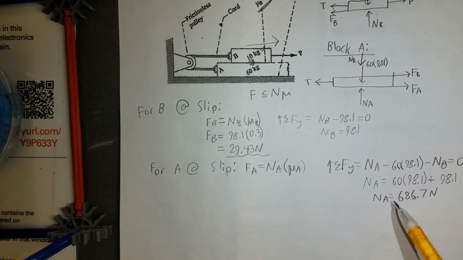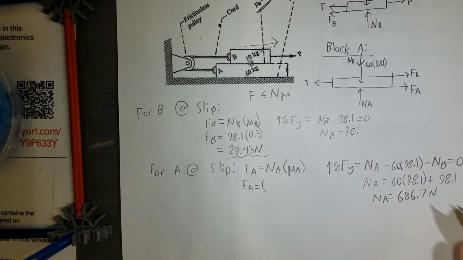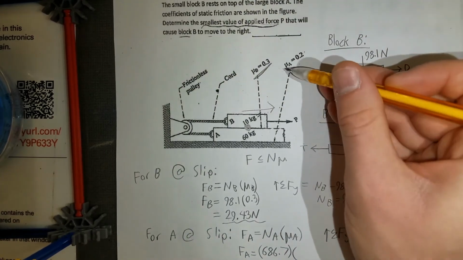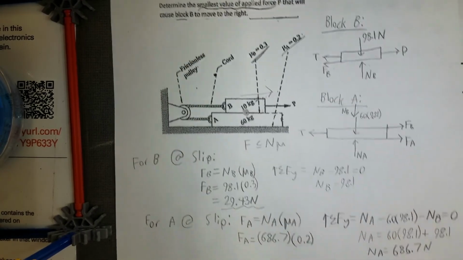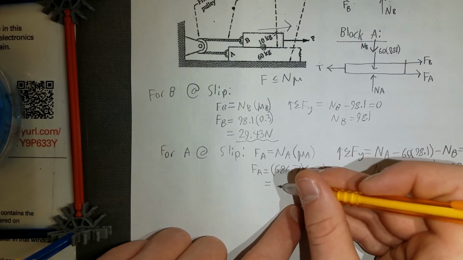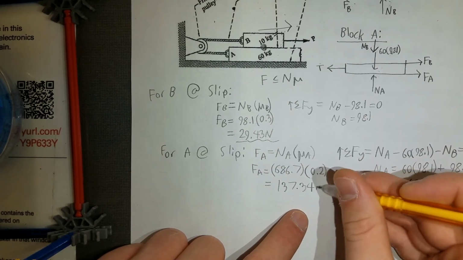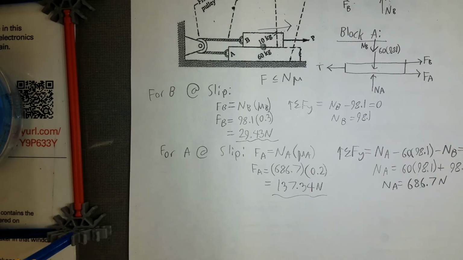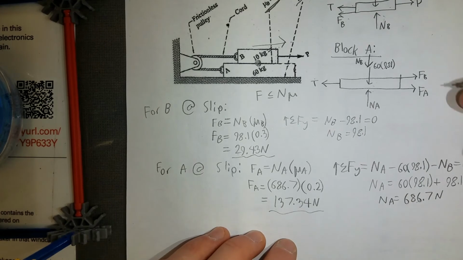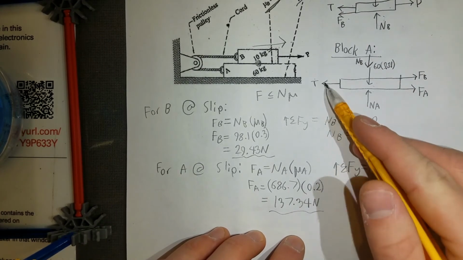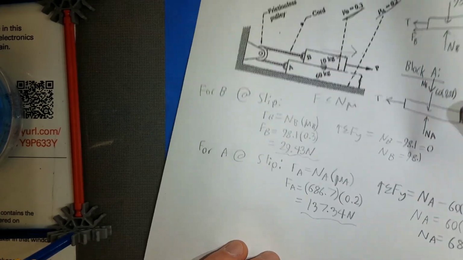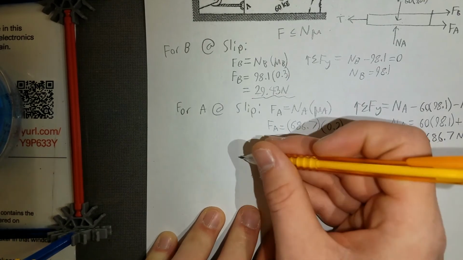Using this information, we can say that FA is equal to 686.7 times mu A, which they gave us up here again as 0.2. And so FA is therefore going to be equal to 137.34 newtons. Now looking at this free body diagram of block A, we have FA and we have FB. Now we need to just solve for T right here, and then we can use this T to help us solve for P. So we're going to sum the forces in the X.